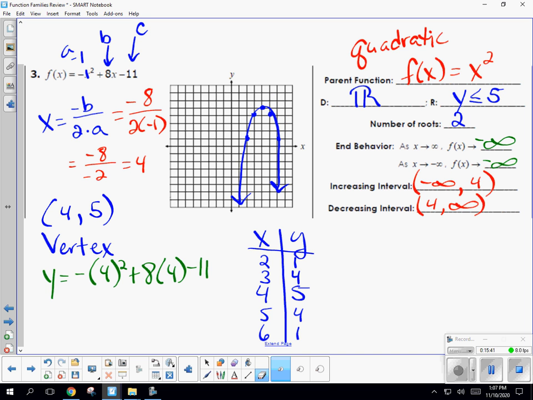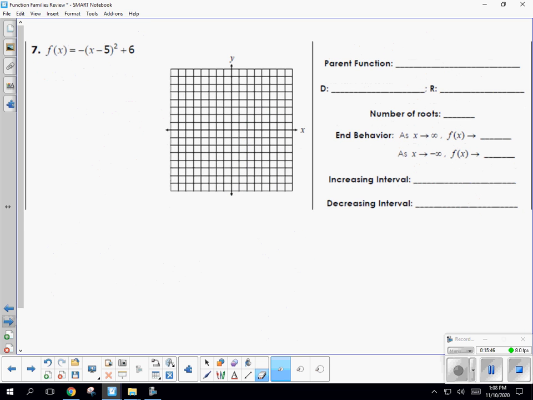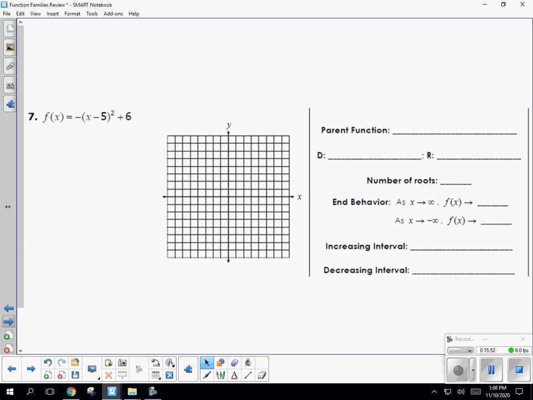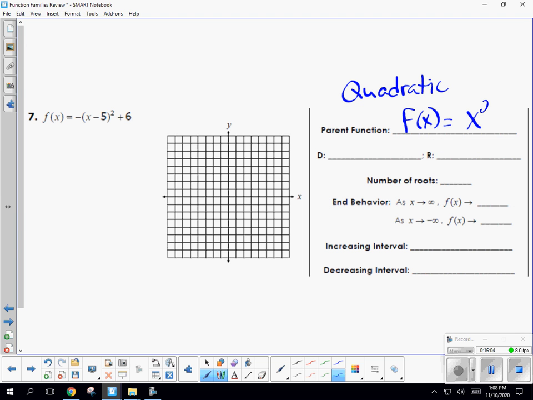All right, let's look at 2 more. Let's look at number 7. So turn the page. And this is a parabola, a quadratic, but it is in vertex form. So again, this is a quadratic, and the parent function is f of x equals x squared. But this particular parabola is in vertex form, so it's giving us the vertex. Our vertex is 5, 6.